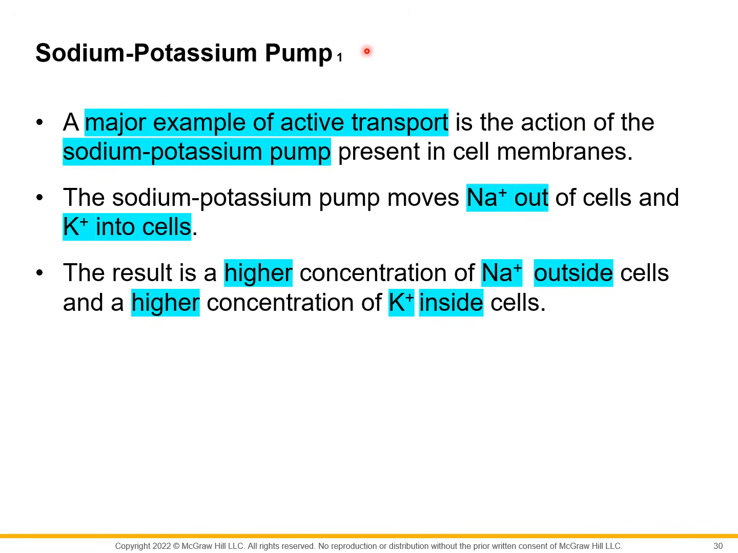The most well-known example of active transport is the sodium-potassium pump. All right, so let's look at the statements here. Sodium-potassium pump would move sodium out of the cells and potassium into the cells. All right, so this would result in a higher concentration of sodium outside and a higher concentration of potassium on the inside. So again, sinasadya ito ng mga cells natin. So they're using up energy to store potassium on the inside and to keep sodium on the outside.